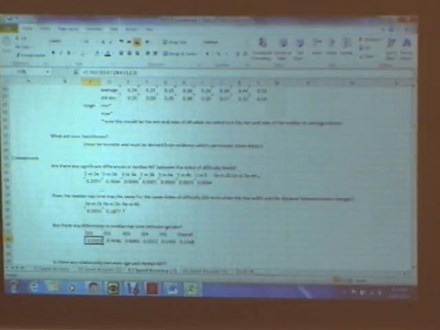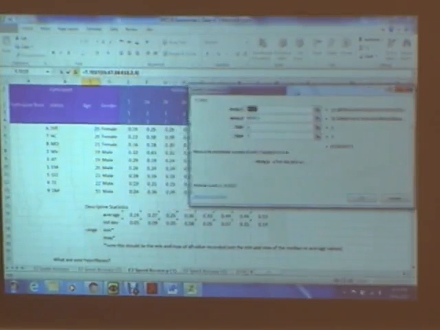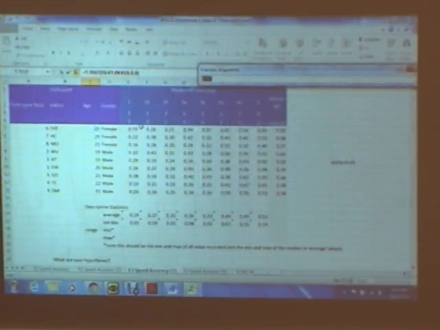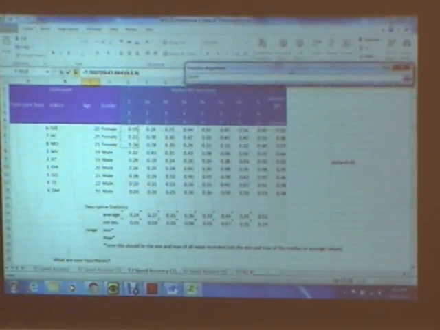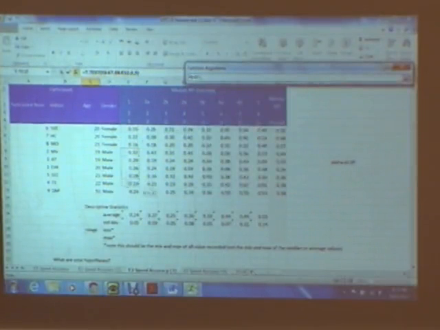So I'm going to click this and go up here and show you what I did. All right. So we wanted to see if gender made a difference between males and females for the reaction time. So I need to select the data for females. So you've got females here, and this is index of difficulty 1. Then you want males, so I select the male data.